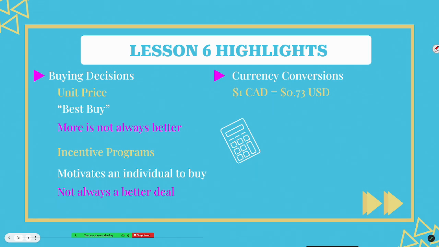That wraps up lesson 6, where we talked about buying decisions. We talked about unit price, which is the best buy, your bang for your buck. And we found out that more is not always better. Sometimes we get fooled by the big family-sized box, but it doesn't always mean that it's better. You might be paying more than what it would be worth per unit price. A lot of times it is good, it is more bang for your buck, and you want to be conscientious of that, especially if you need to budget.